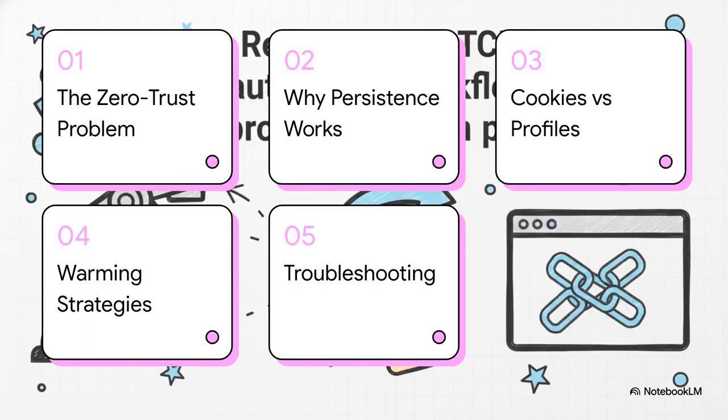So how do we fix this? Well, here is our technical blueprint to eliminate that friction. First, we'll cover the zero trust problem. Second, why persistence works. Third, we'll compare cookies versus full profiles. Fourth, session warming strategies. And finally, we'll run through some troubleshooting for common errors.